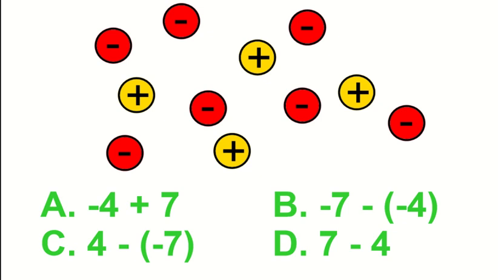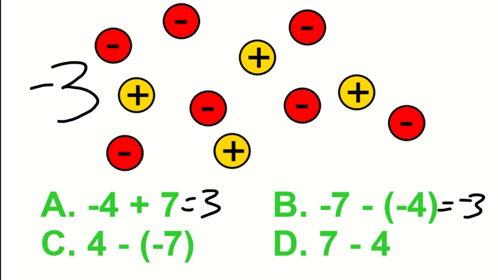Another thing you could do: are there more red or yellow circles? More red. How many more? 3, and red was negative. So that means my answer up here is -3. Everybody follow on that? If I get the answer here, that's 3. Get the answer here, that's -3. If I get the answer here, that's 11. If I get the answer here, that's 3. So it's going to be the one that has the same answer.